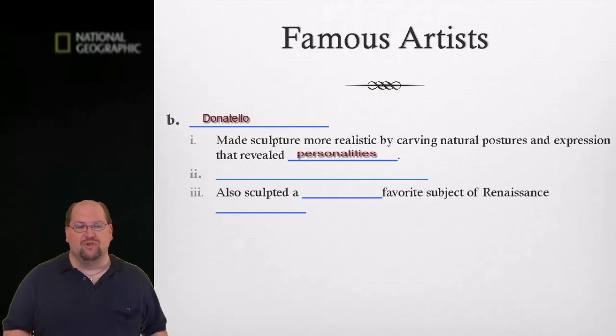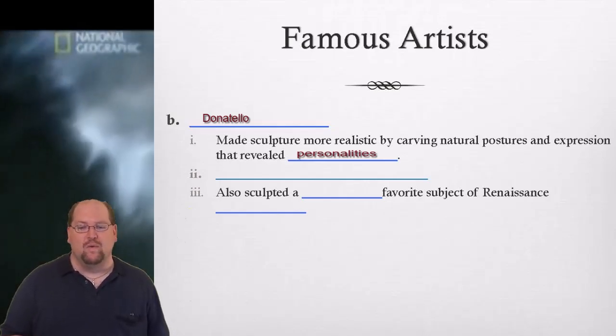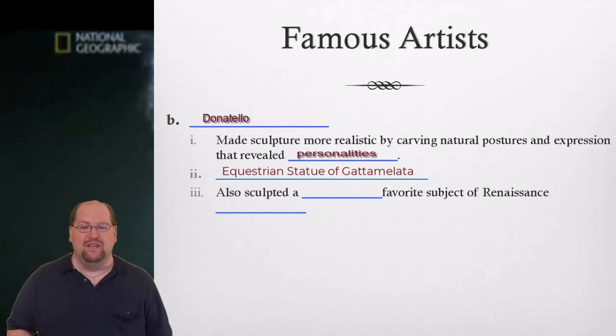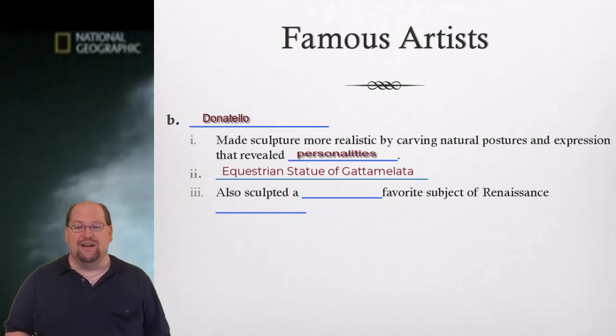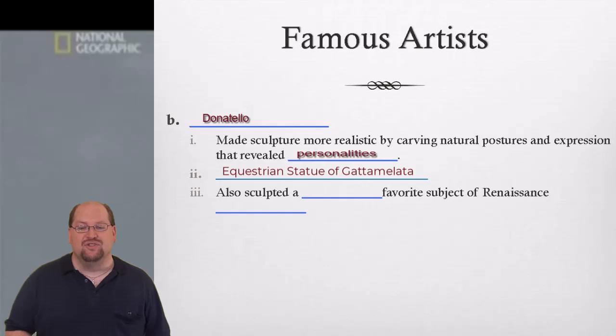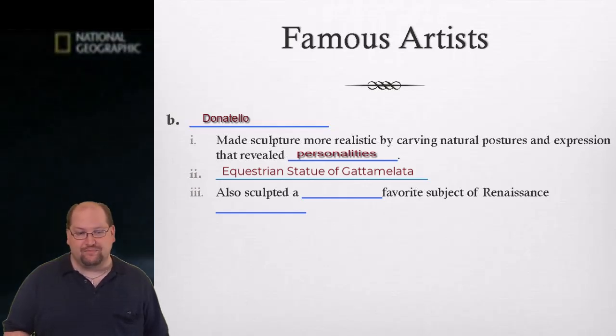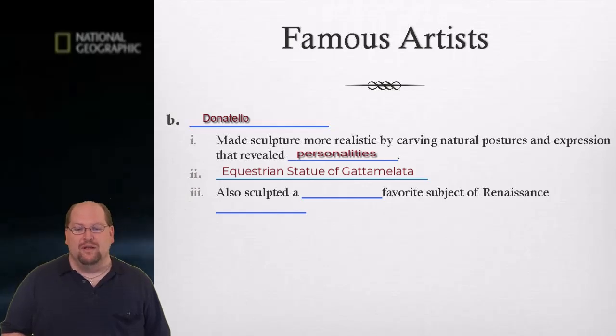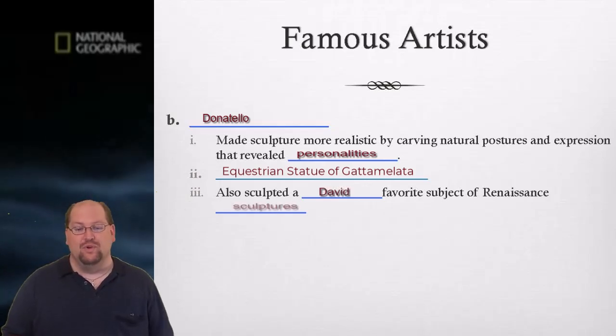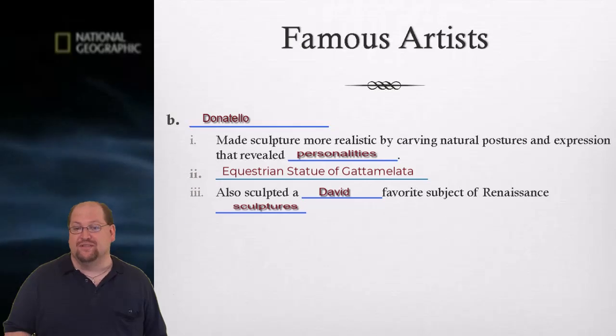His bronze sculpture, known as the Equestrian Statue of Gattamelata, is an example of where he used emotion, position, and symbolism to convey the message of power in his statues. And as mentioned before, Donatello also sculpted David, which was a favorite subject of Renaissance sculptors.